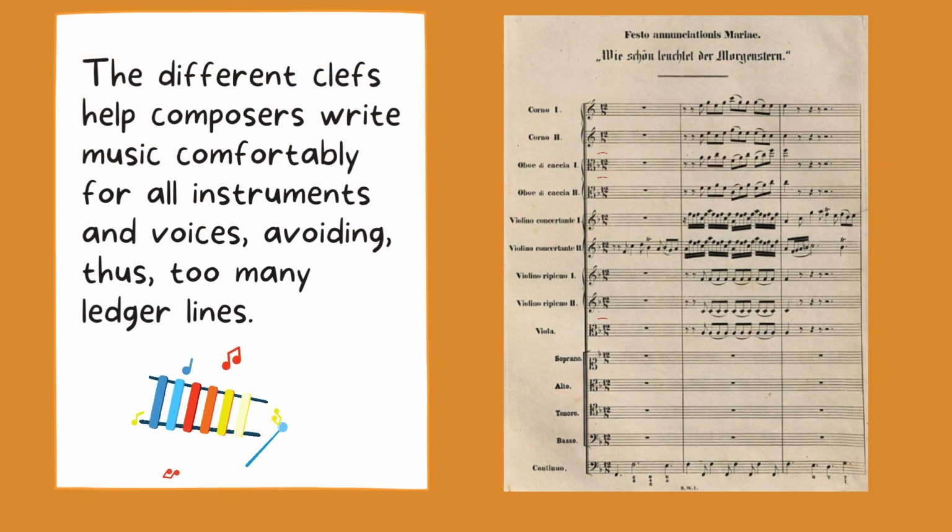The different clefs help composers write music comfortably for all instruments and voices, avoiding, thus, too many ledger lines. Here is an example of a score which includes C clef, but also G clef and F clef. As you can see, there are not many ledger lines, which makes writing and reading music easier.